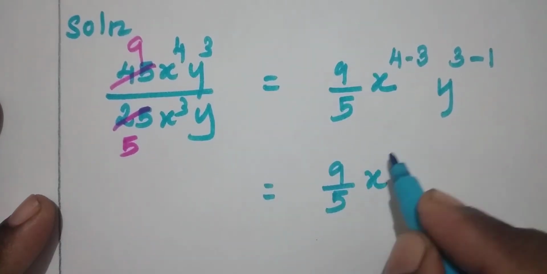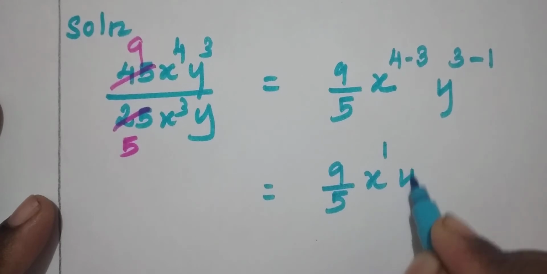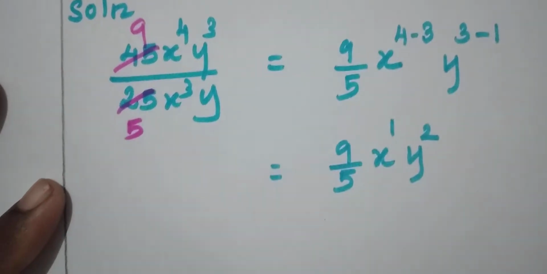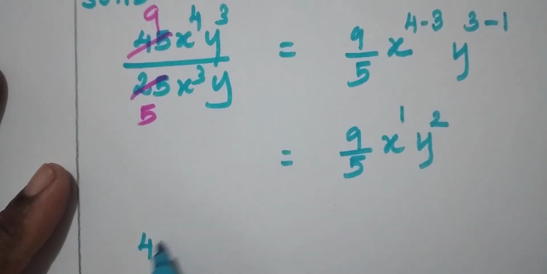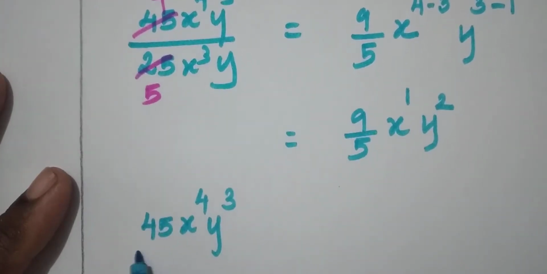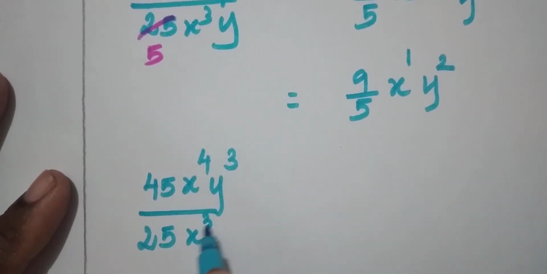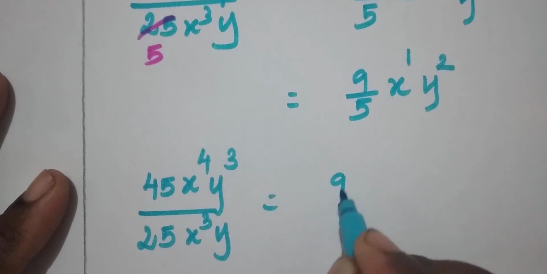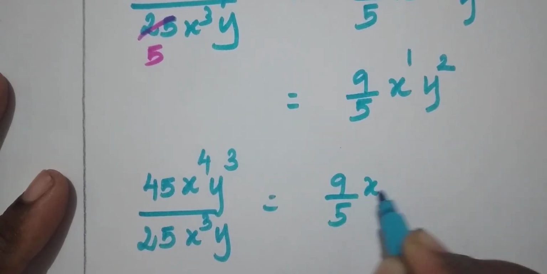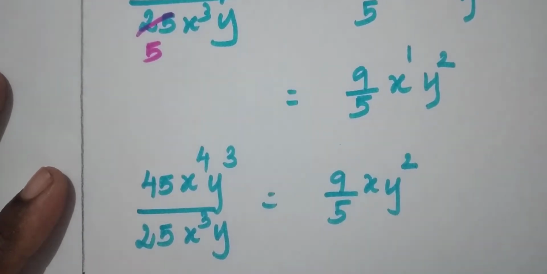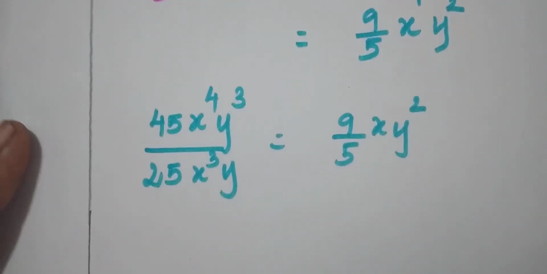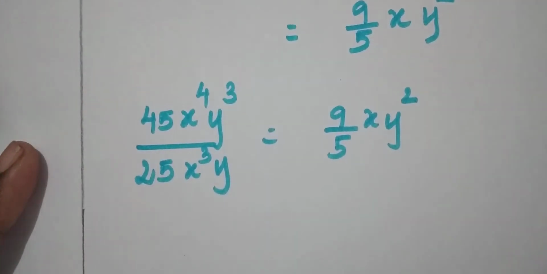X power 4 minus 3 is 1. Y power 3 minus 1 is 2. So answer is 45 x power 4 y cube divided by 25 x cube y is equal to 9 by 5 x y square. Is it clear, children? Yes.